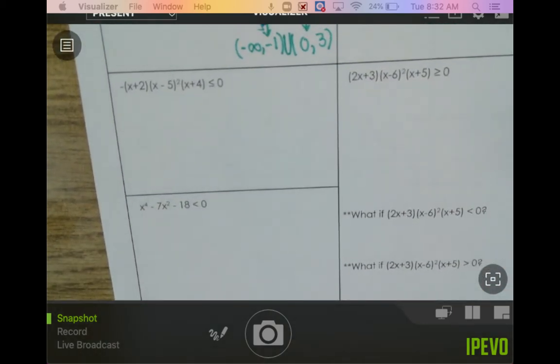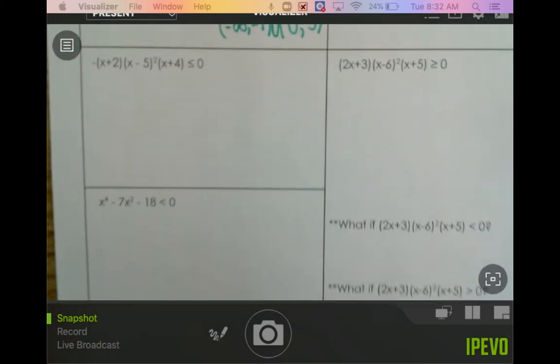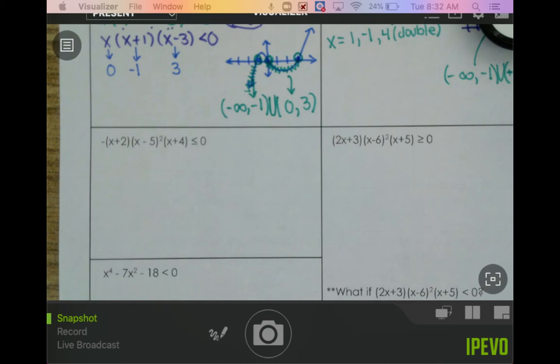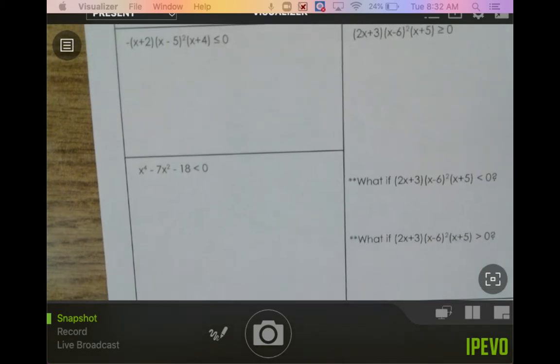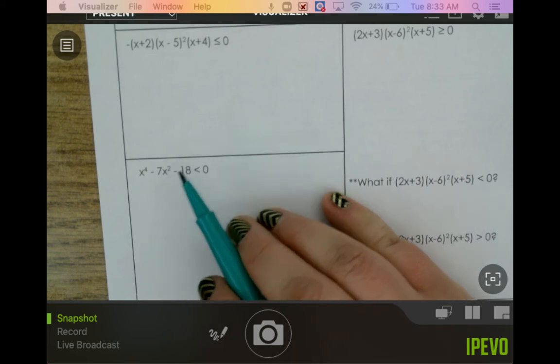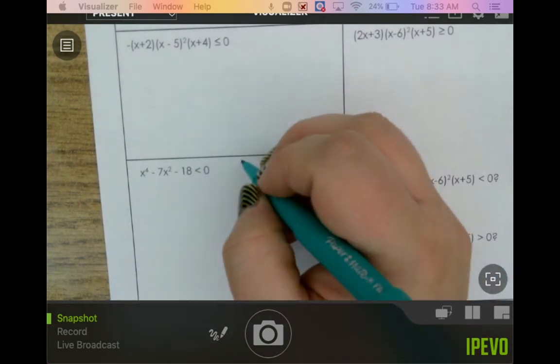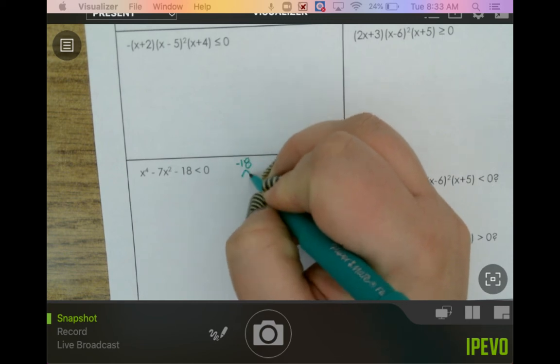So we're going to move down to the one that's x to the 4th minus 7x squared minus 18 is less than 0. If you want to jot that down, you have notebook paper. Okay, if there is an x to the 4th, and this one is an x squared, and there's nothing on the end, you are going to find the two numbers that multiply to negative 18 and add to negative 7.